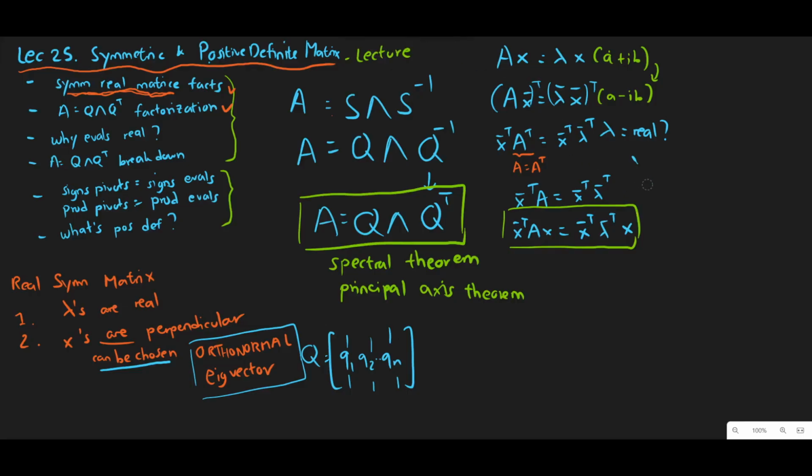Now let's do some multiplication, also manipulating the first equation here. Multiply both sides by x bar transpose. So you have, let me change the color. From here we multiply by the x bar transpose from the left.